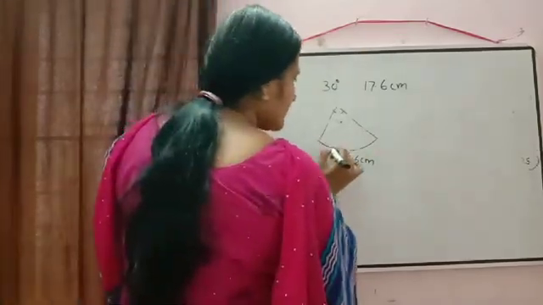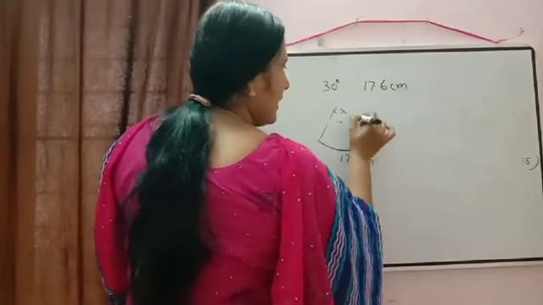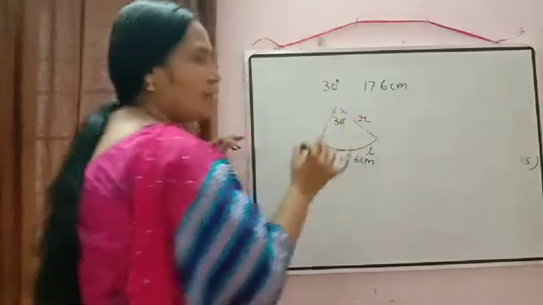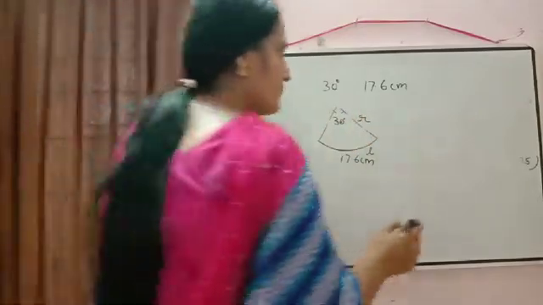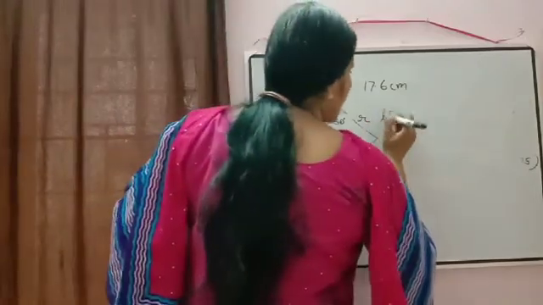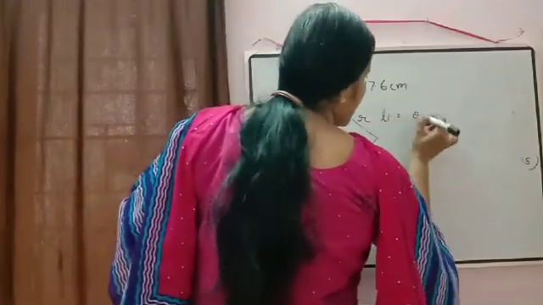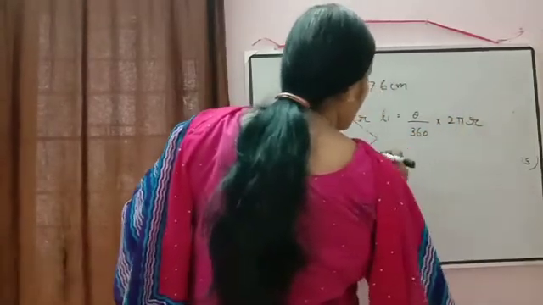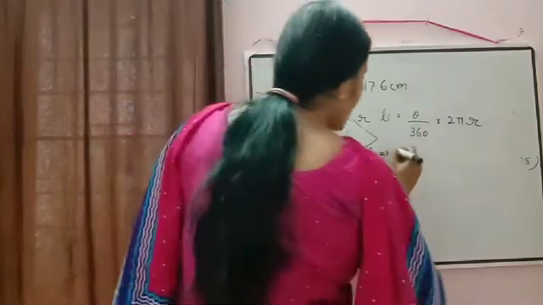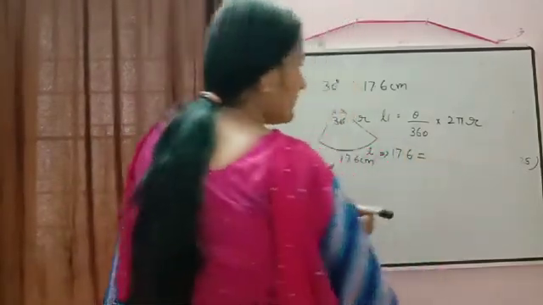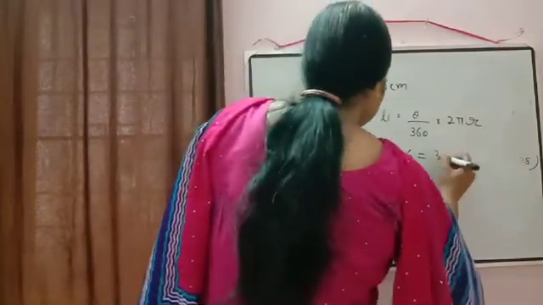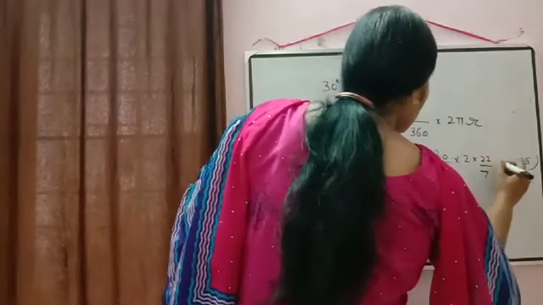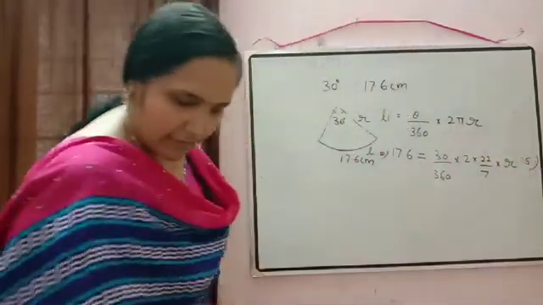And what information is given? That is the length of the arc. Correct? The length of the arc is given. The central angle is also given. We have to calculate the radius. So first we can write down the formula. Length of the arc is equal to theta by 360 into 2 pi r. Now we will substitute the value. Length of the arc given here is 17.6 centimeter, equal to theta, 30 by 360 into 2 into 22 by 7 into radius. Radius we have to calculate.